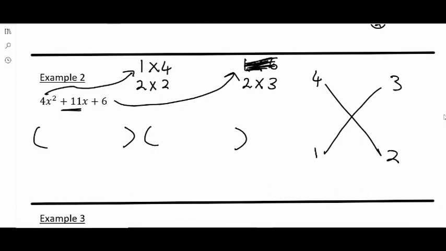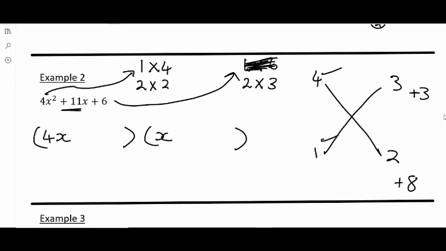Well, 1 and 3 would give me a 3. 4 and 2 would give me an 8. Can I make a plus 11 with an 8 and a 3? Of course I can. I can go plus 3 plus 8. That would give me a plus 11. So therefore, I would put the 4x and the x. That takes care of the 4 and the 1.